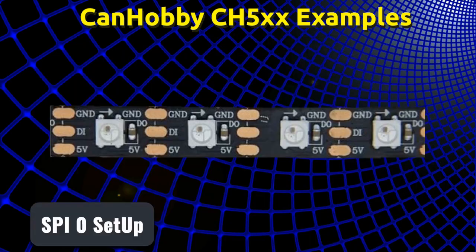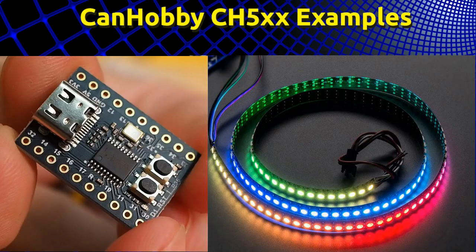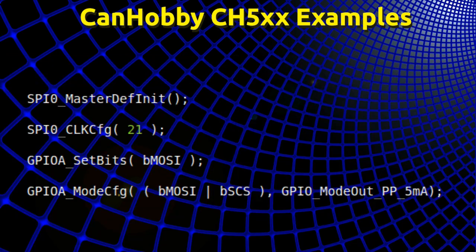SPI setup for NeoPixels. We are going to use SPI0 to generate the pulse stream needed to do some lighting effects on the NeoPixel strip. I recommend you check out one of my other blogs about using SPI for NeoPixels. The SPI setup is quite simple. We only need to do the default SPI master initialization and set the clock frequency.